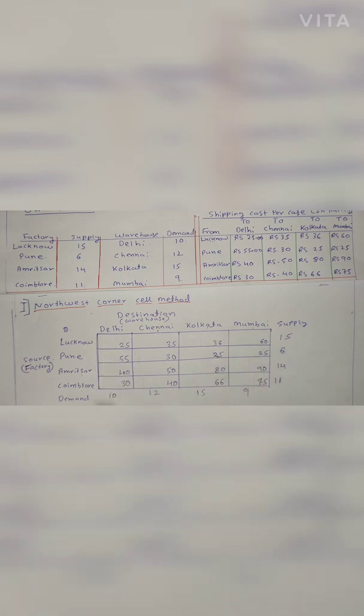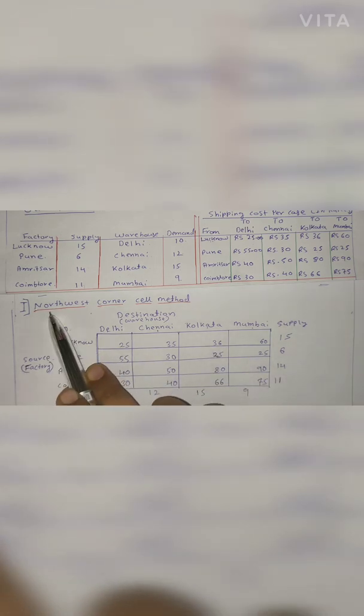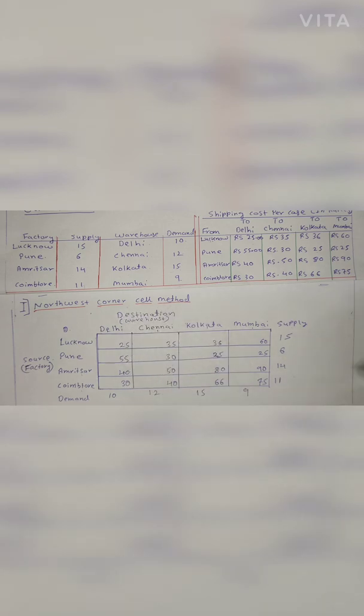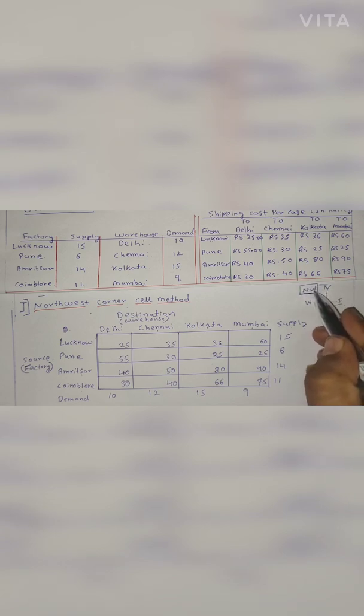So we got all the shipping costs, and now our table is ready. The name of this method is the northwest corner cell method. If you see this diagram, this is north, this is south, this is east, this is west. Your northwest is somewhere over here, so basically it is your northwest cell.